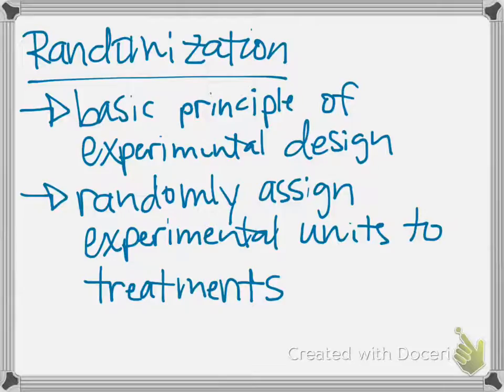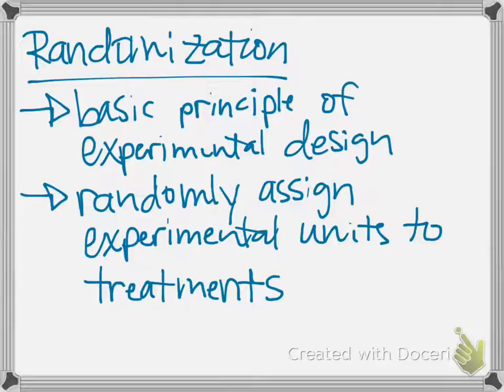Principle number 3 is randomization, which probably isn't any surprise since we've talked quite a bit about the importance of randomization already. And in this case, randomization simply means that you're going to randomly assign your experimental units to the various treatments. So going back to our little seedling example, maybe you have a pack of 20 seeds, and you're going to randomly assign those 20 seeds to the 3 experimental units.